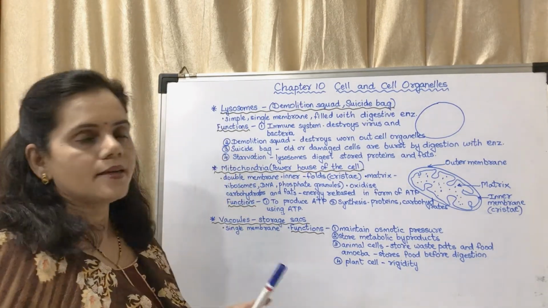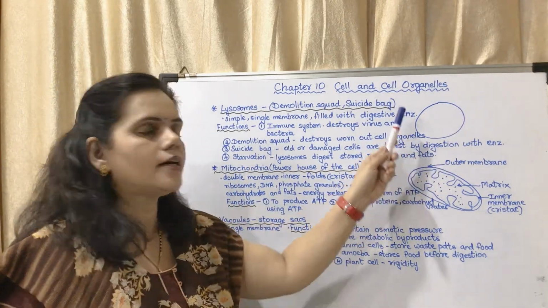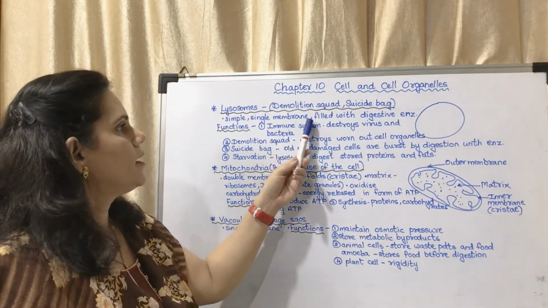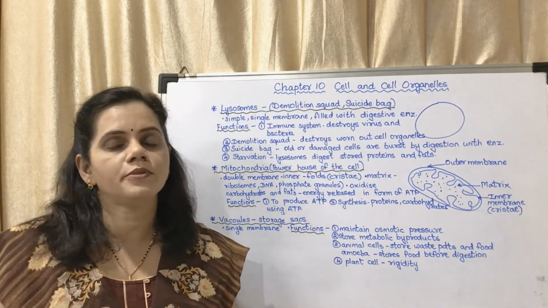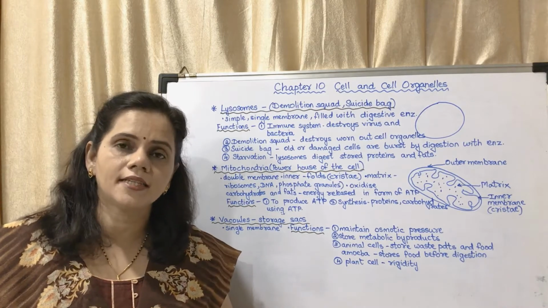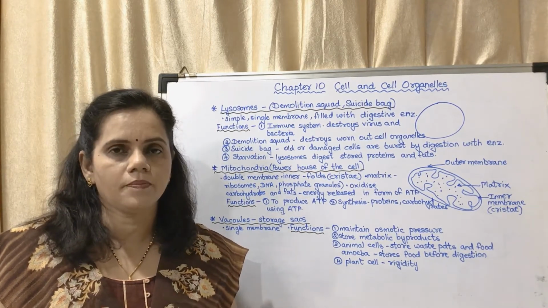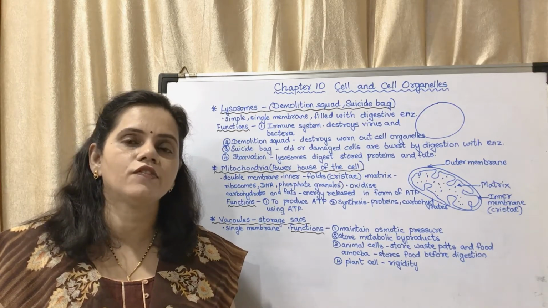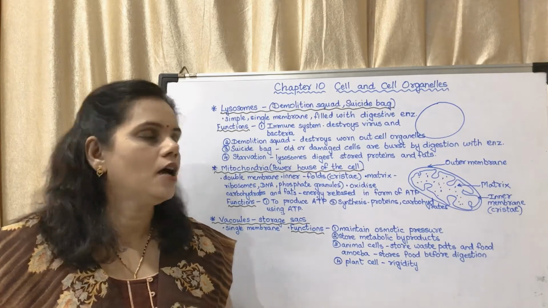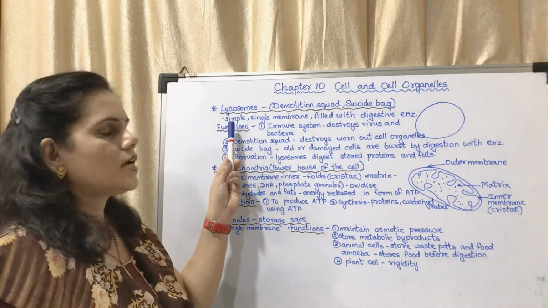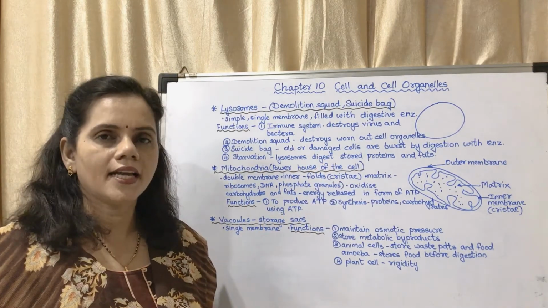Now it is a simple single membrane, bound by a single membrane. It is filled with digestive enzymes. What are enzymes? Enzymes are juices. You can consider them as chemicals which increase the rate of chemical reactions which are taking place inside the cell. So lysosomes are simple single membrane sacs filled with digestive enzymes.